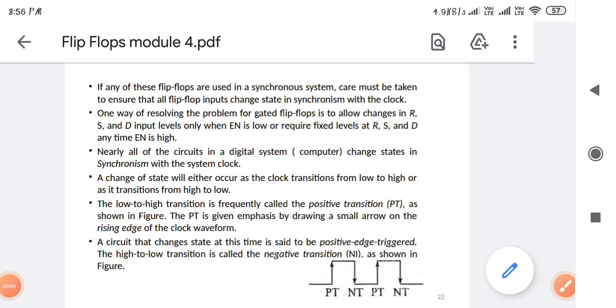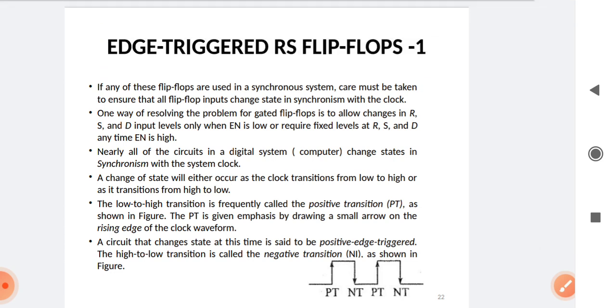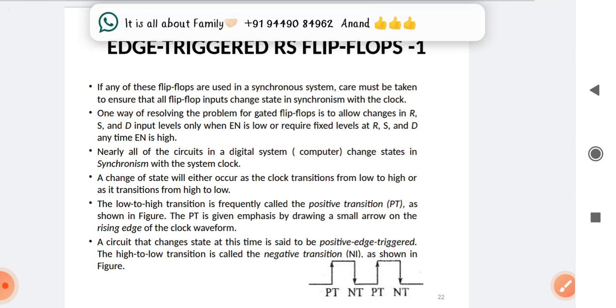Hello students, in the last session we discussed the flip-flops definition, where we have used them, and we have studied all those things. Now, the RS flip-flop we have studied. Today I am going to study the edge triggered RS flip-flops.